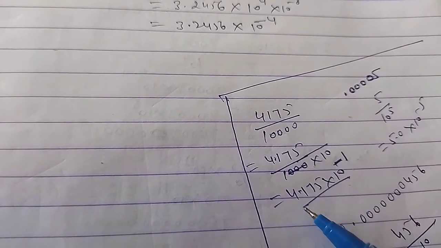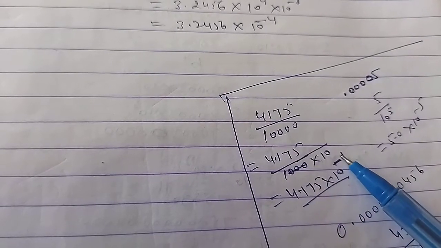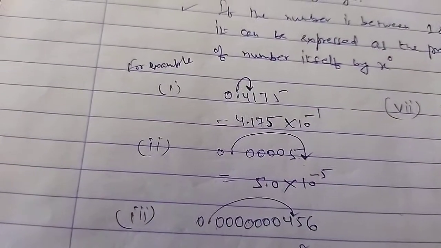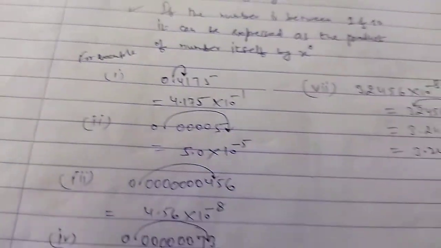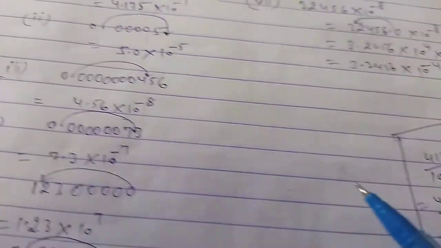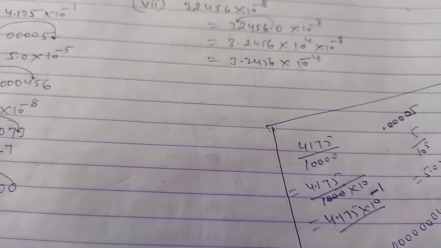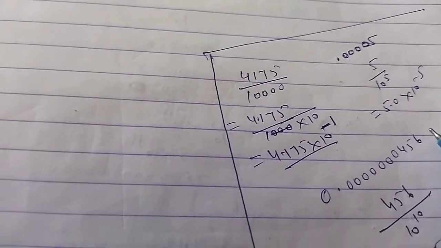So I'll write the answer 4.175 into 10 to the power minus 1, which we did there also. So you can see here it is. So this is fraction wise. For the next one, there was another example, like this is the point.